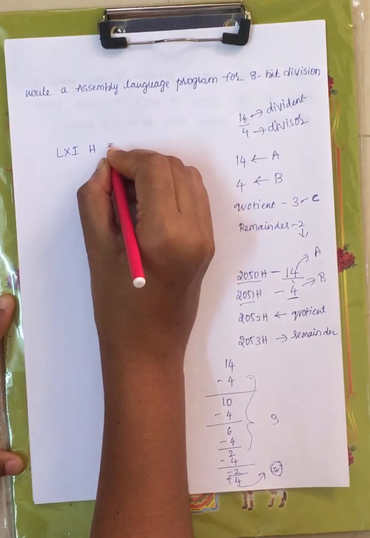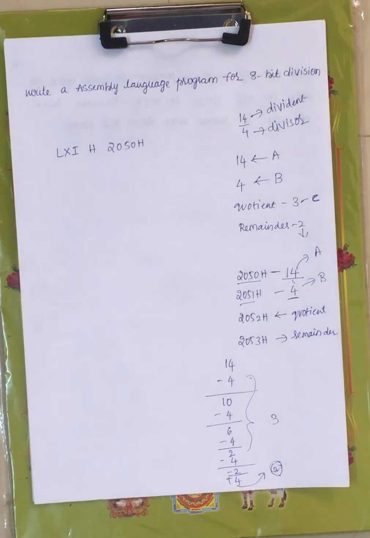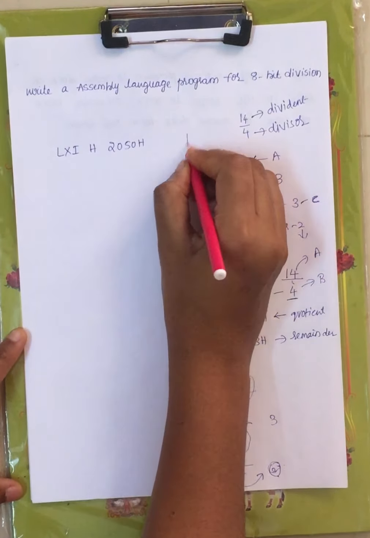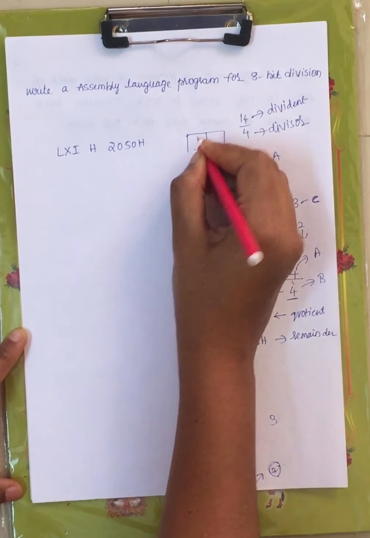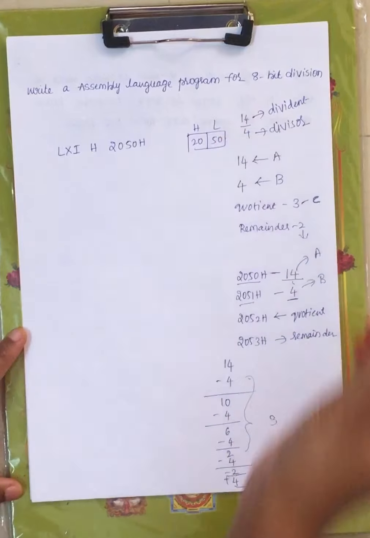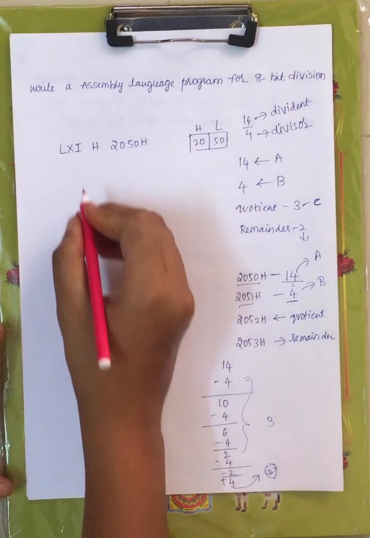To that you will have an address. What is the address? 2050H. And now what is the operation of this instruction? 2050H is a memory location that is moved to the HL register pair.